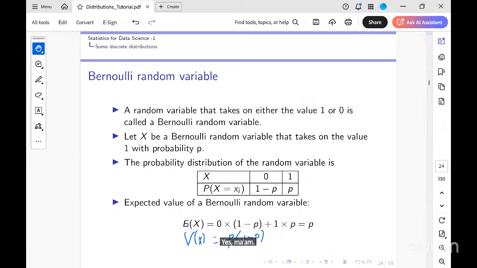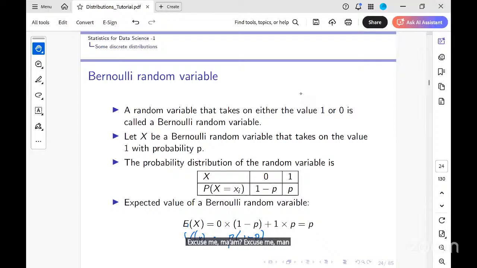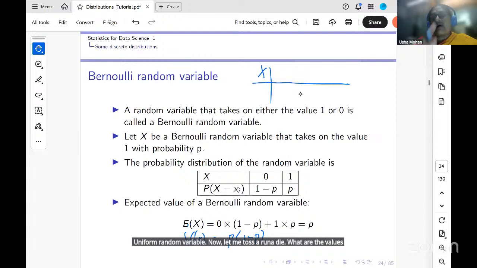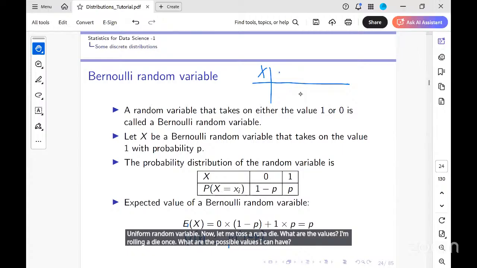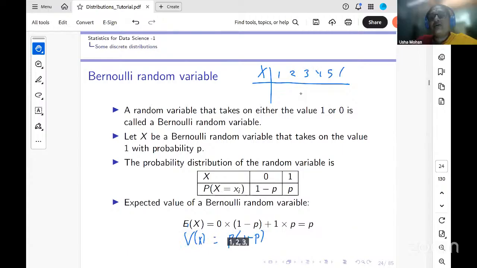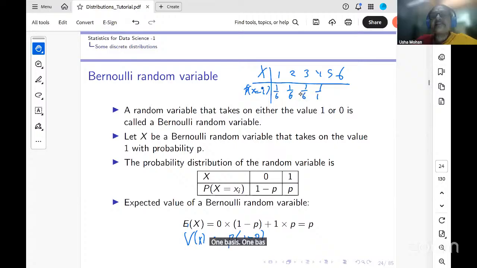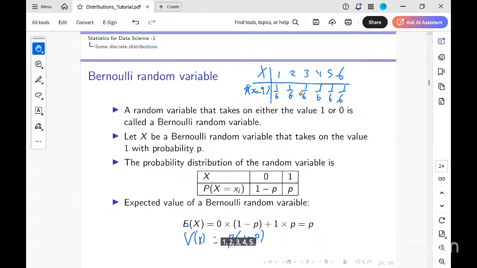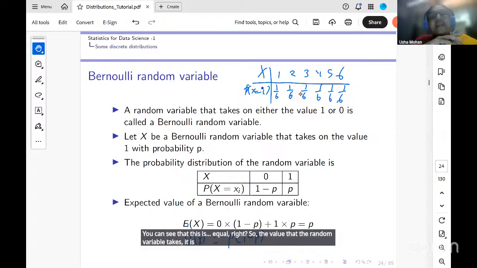Now let's look at the next random variable, which is called a discrete uniform random variable. Let me roll a die once. What are the possible values I can have? 1, 2, 3, 4, 5, and 6. What is the probability with which it takes each value if it is a fair die? 1 by 6 for each. You can see that this is equal. So the random variable is equally likely to take any one of the values 1 to 6. Is that clear?